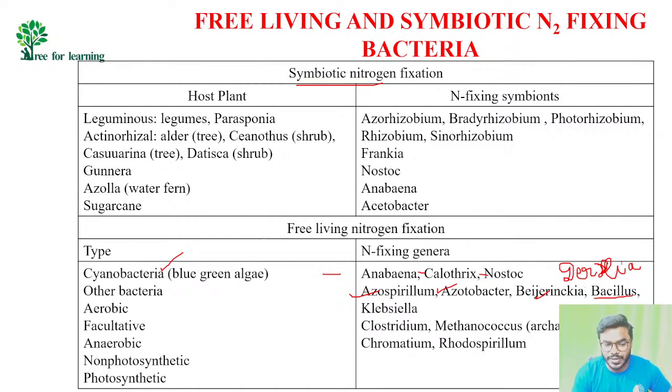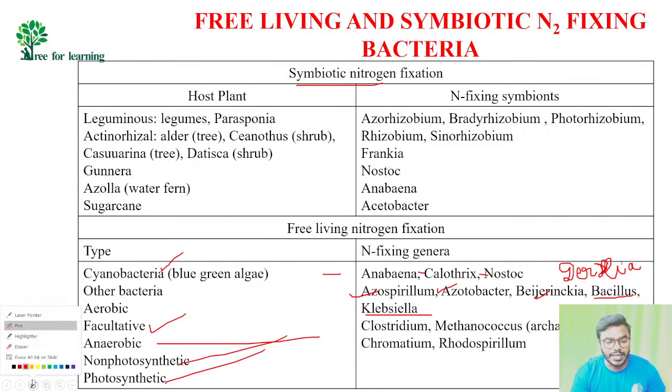They require oxygen. You all people know very well what is facultative. Facultative bacteria are those type of bacteria that actually do not require oxygen, but if there is a presence of oxygen, their growth is abundant. Their growth is rapid. So that kind of bacteria we can call facultative bacteria. Example, Klebsiella. Some are anaerobic, some are non-photosynthetic, some are photosynthetic.